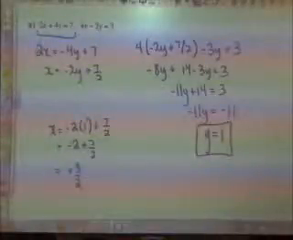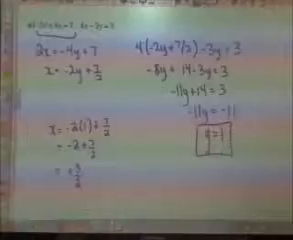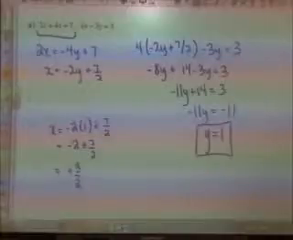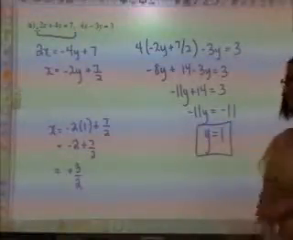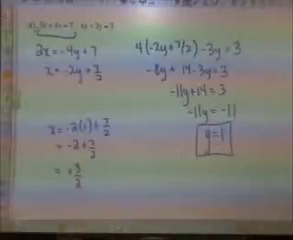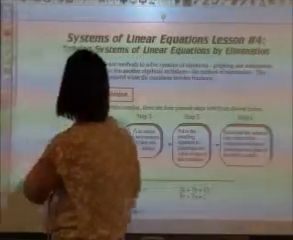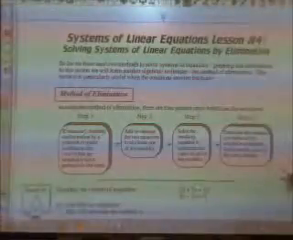We have the method of substitution, and I said yesterday substitution works the best when you have a coefficient equal to 1, because it's easy to isolate and then easy to substitute. What we're going to look at today is what happens if I don't have coefficients of 1. Is there another system? And the answer to that is yes, there is. That system is called elimination.